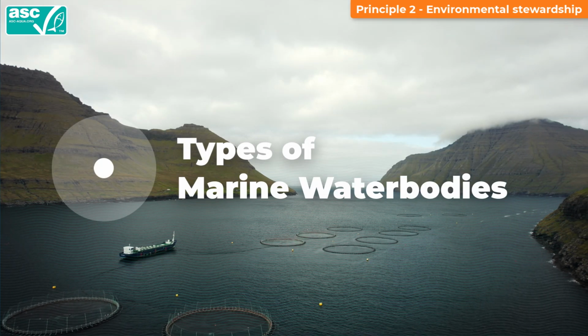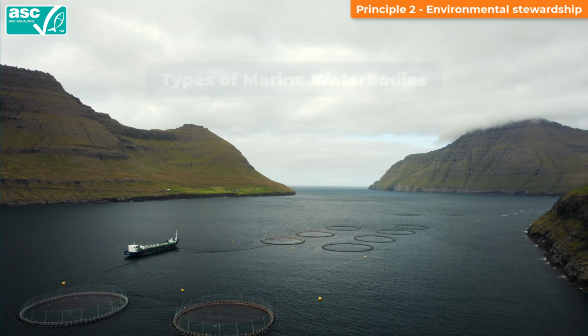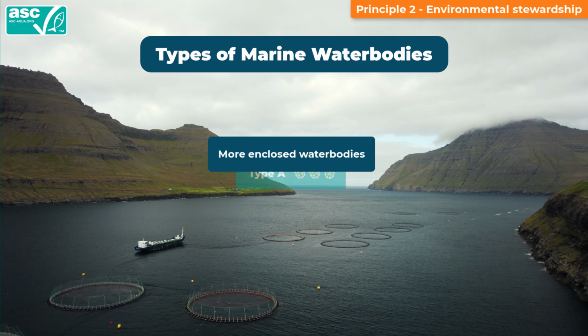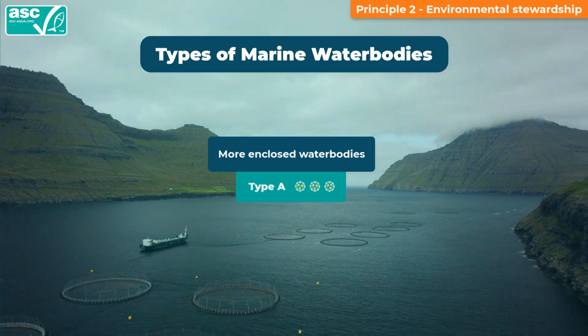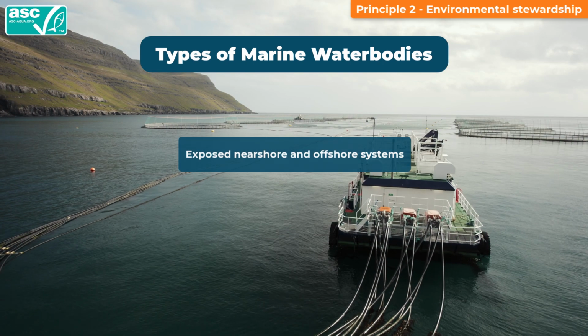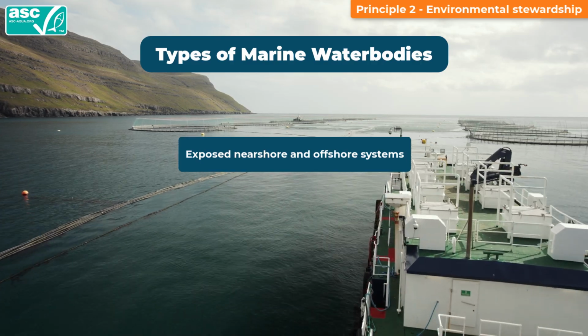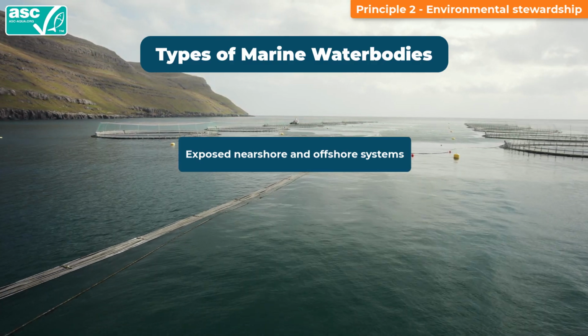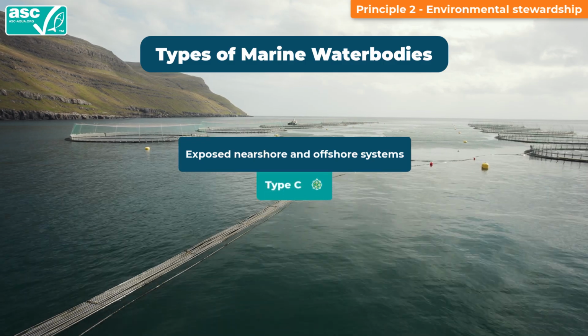Now, marine water bodies come in two main types. More enclosed water bodies, like bays, which may be classified as Type A if they are shallow and have weak currents. Exposed nearshore and offshore systems, open areas where water moves freely and currents are stronger. These water bodies are classified as Type C.